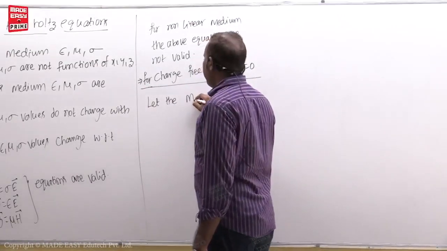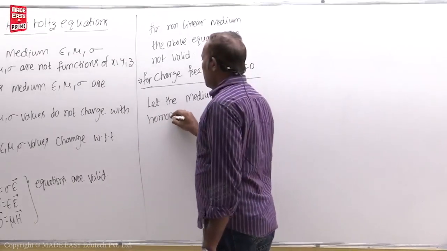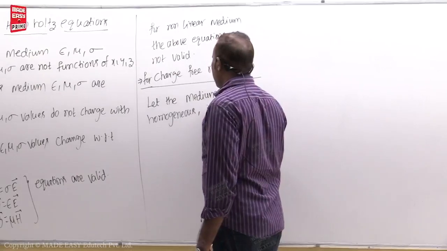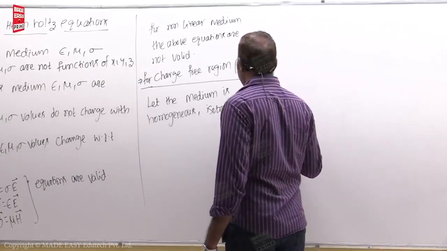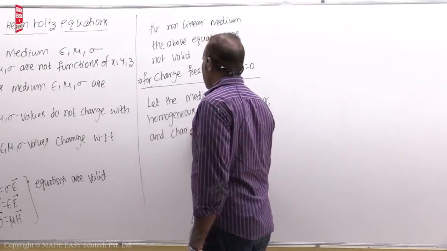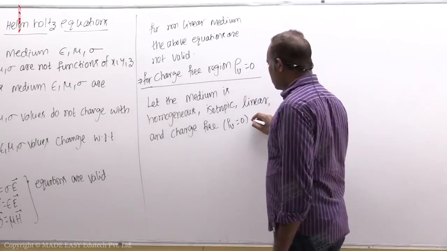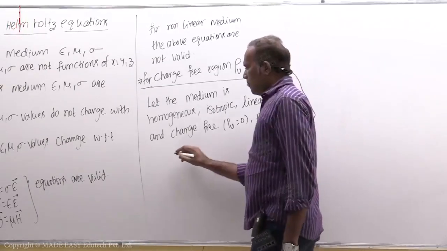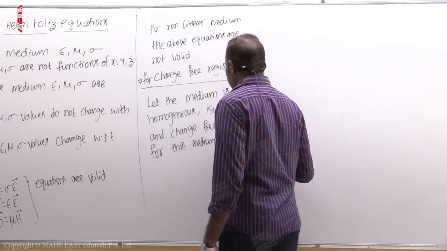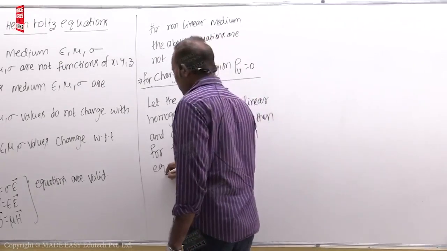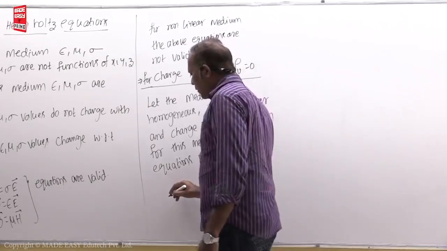Okay, let the medium be homogeneous, isotropic, linear, and charge free. Charge free means rho v is 0. Then for this medium, the Maxwell equations become as follows, one by one. I will write.